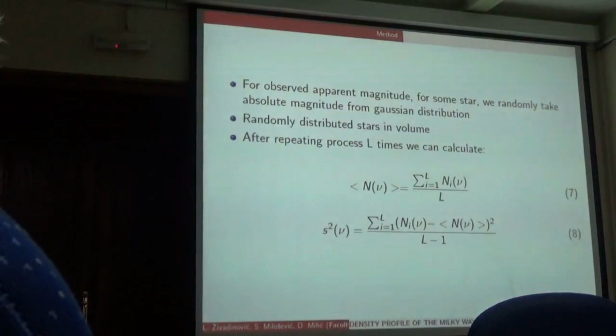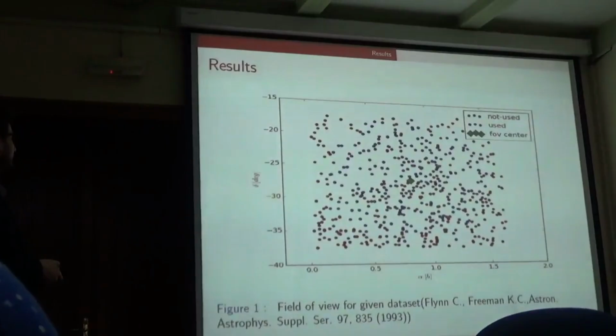Then what is the procedure? For every observed magnitude, for some stars, we randomly attach to it some absolute magnitude randomly taken from the Gaussian distribution. So if we do that, we will have randomly distributed stars in some volume. And after repeating this some number of times, we will get some mean value of the stars and the standard deviation. Actually, mean value and error of these processes.